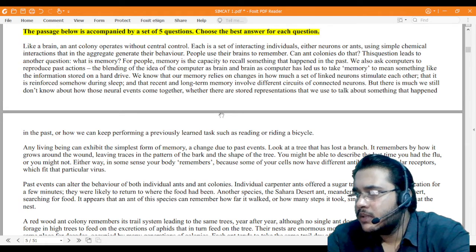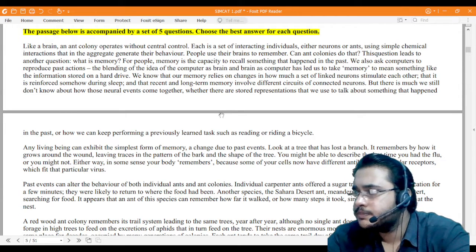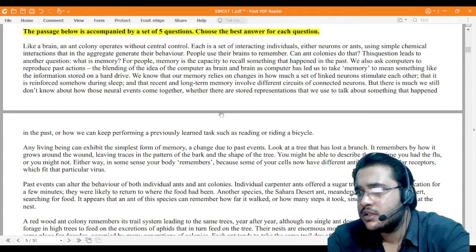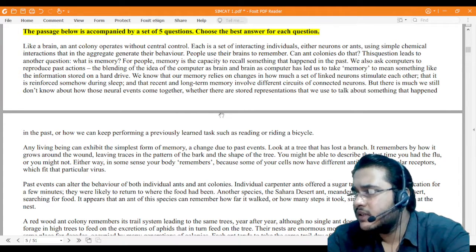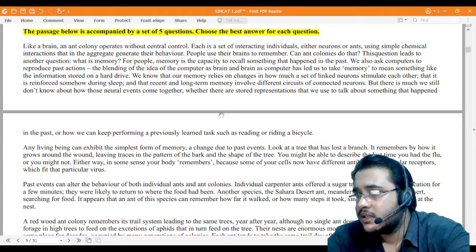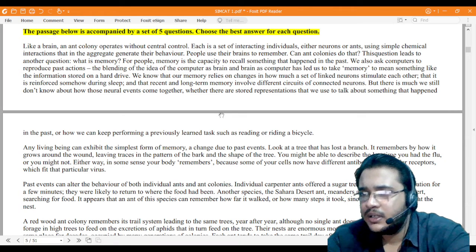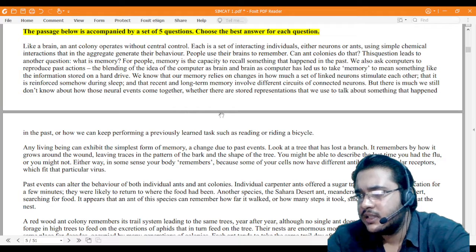We know that our memory relies on changes in how much a set of linked neurons stimulate each other, that is reinforced somehow during sleep, and that recent and long-term memory involve different circuits and connected neurons, but there is much we still don't know about how those neural events come together, whether there are stored representations that we use to talk about something that happened in the past, or how we can keep performing a previously learned task such as reading or riding a bicycle.